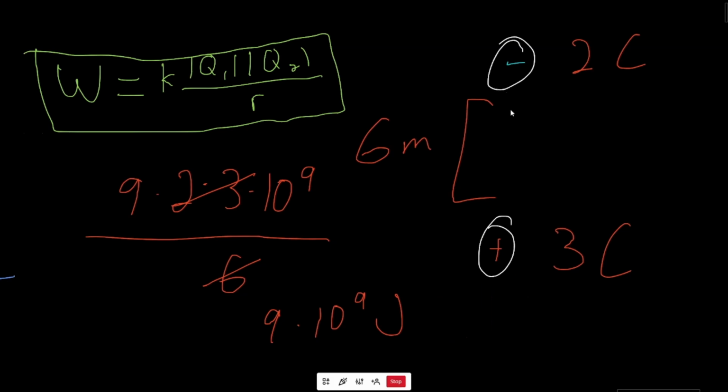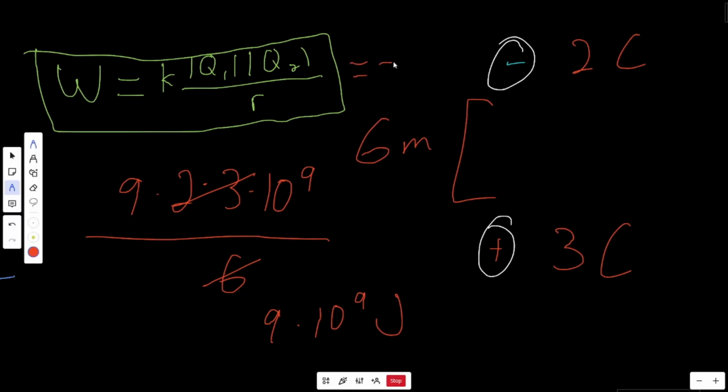Again, if they're not moving, they possess electric potential energy. If we bring them close to each other, only one side at a time, the work will be equivalent to 9 times 10 to the power of 9.